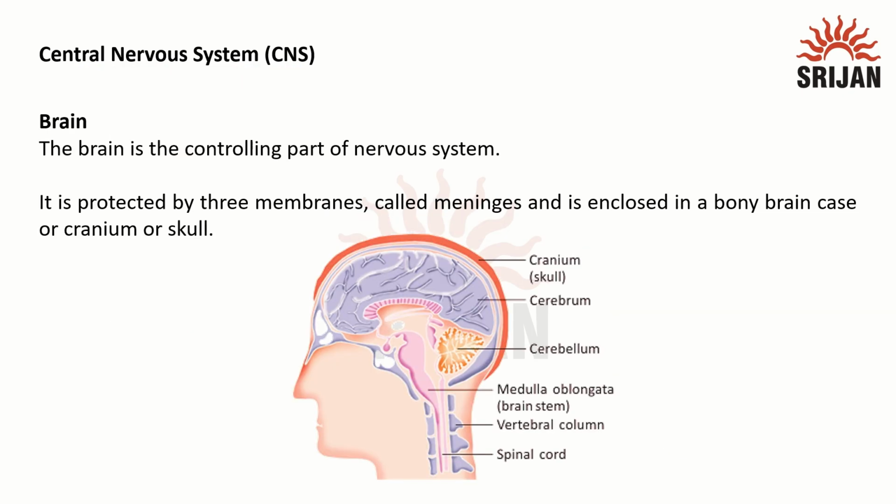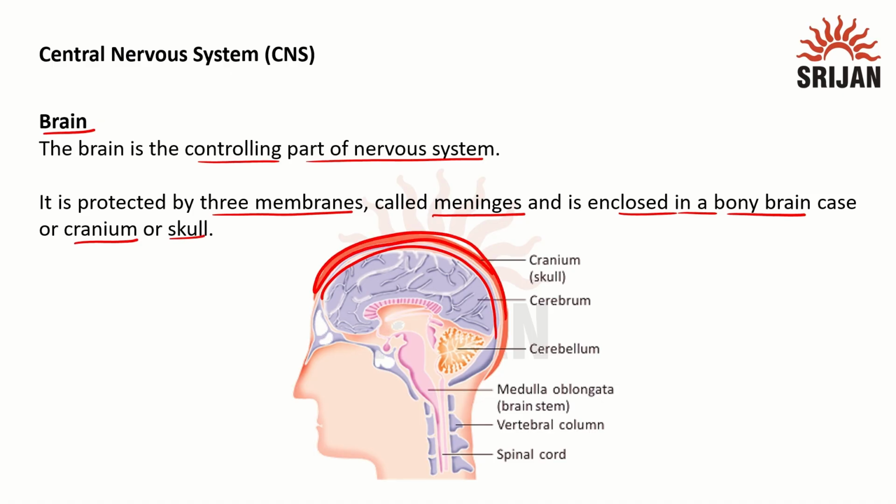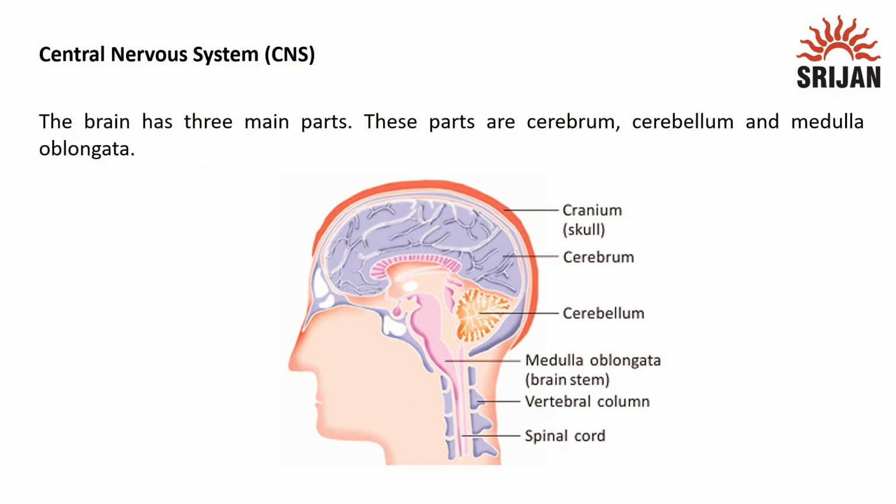Now, the central nervous system's first organ is the brain. The brain is the controlling part of the nervous system, so it has to be protected. It is a very important structure, so it has several protections. One is a three-membrane structure known as meninges, which forms the innermost protective layer, and it is enclosed in a bony brain case known as the cranium or skull. So the skull will be the outermost, which protects from mechanical injury and so on. Meninges protects from inside.